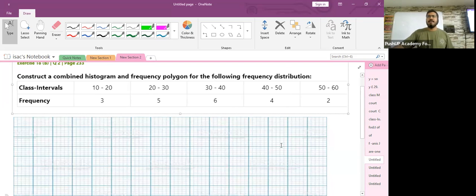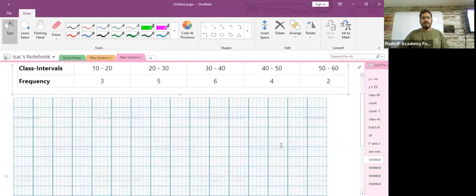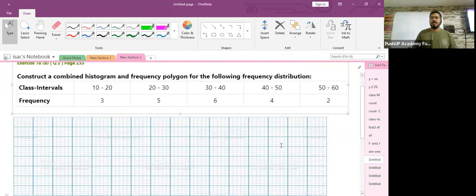Heyman, Rehan, remember learning histogram in school? No. I heard that it is already done in school. Yes, sir. Oh, it's already done, no? Yeah. So now, no problem. I'll teach you. Don't worry.